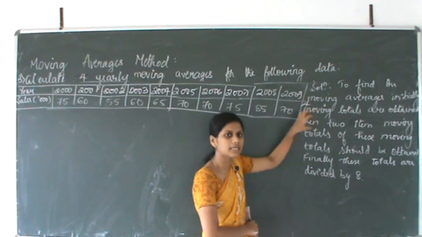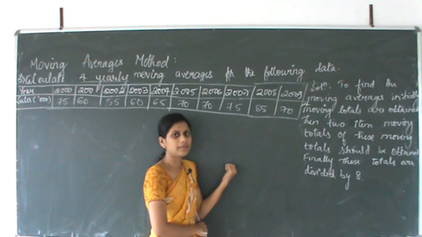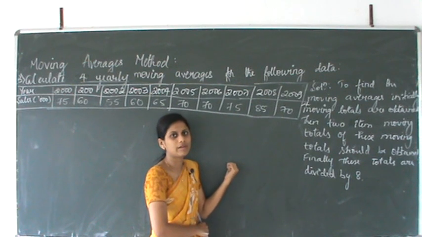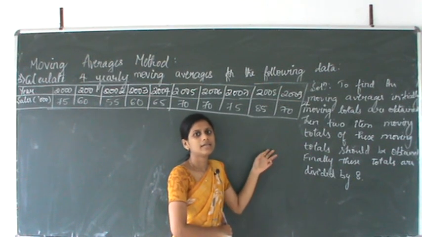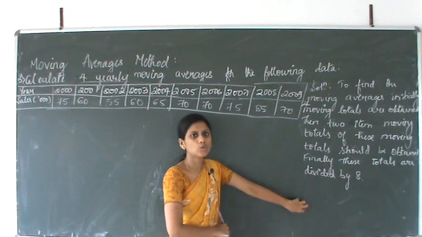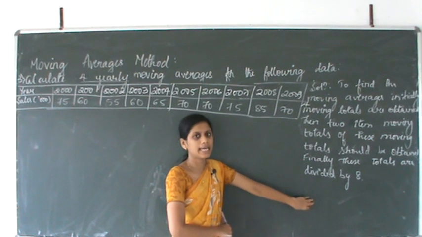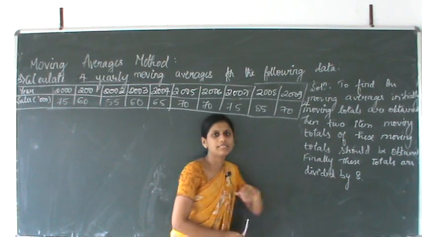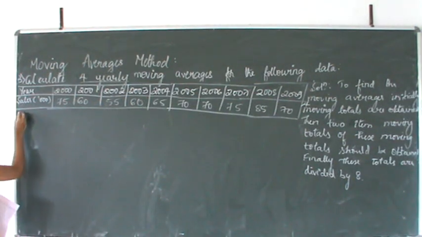That is, 4 yearly moving totals will be there, and both the 4 years moving totals will be considered as one group, and we are going to add those two groups. Then whatever added values are there, those totals will be divided by 8, because 4 years and 2 groups will be considered as one group. So 4 plus 4 it will be 8. That is why we are going to divide it by 8. While solving the problem, you will get a clear idea.